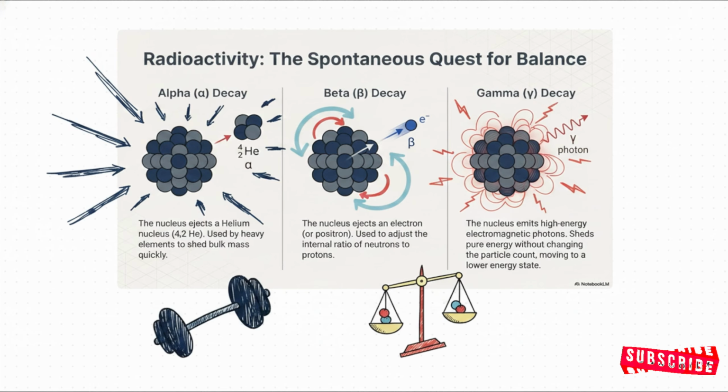Finally, gamma decay. Now this one changes no particles at all. The nucleus is just way too overexcited and needs to shed pure energy, which it does by firing off high-energy electromagnetic photons. So just remember, alpha is for bulk, beta is for ratio, and gamma is for pure energy.